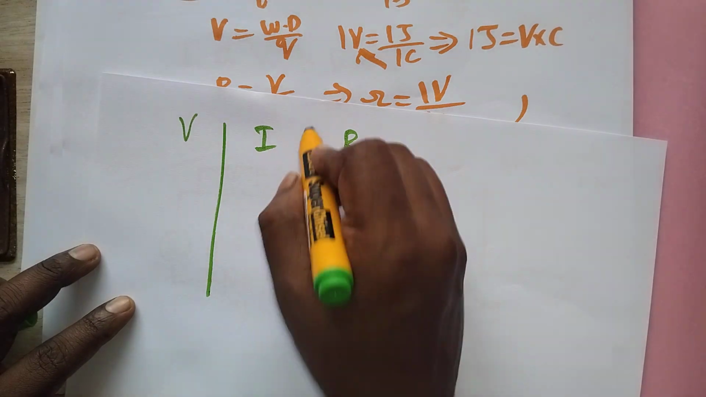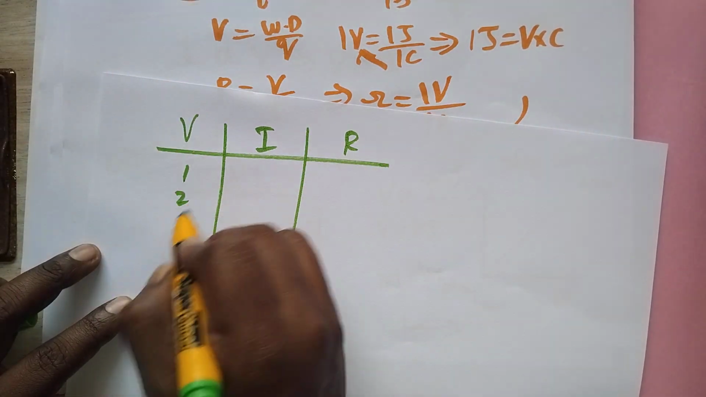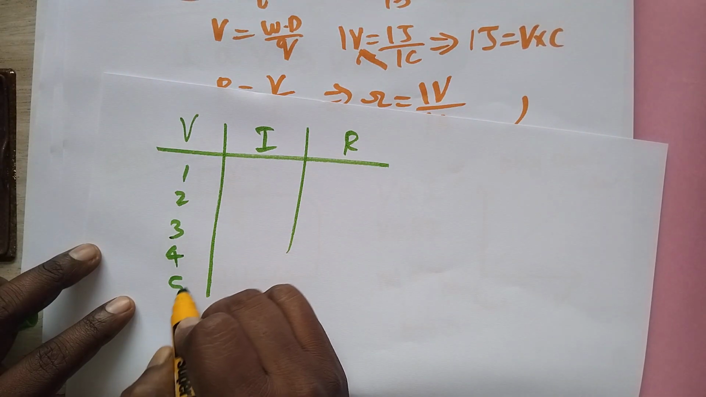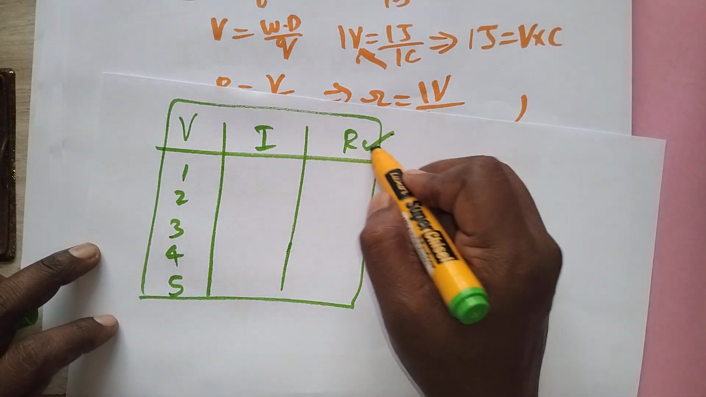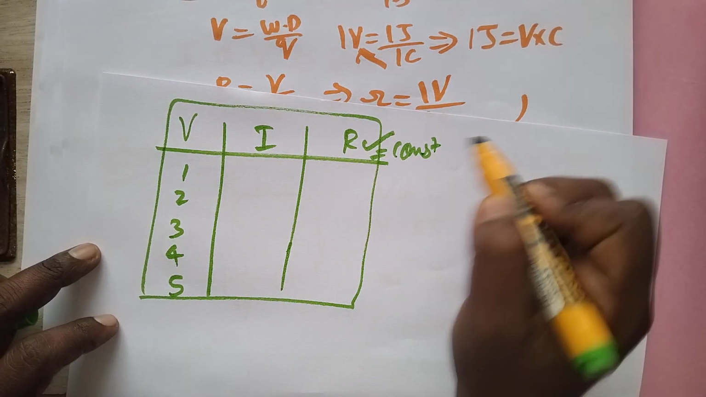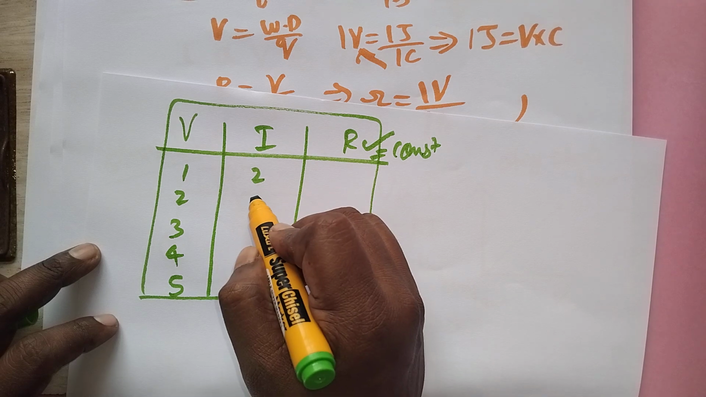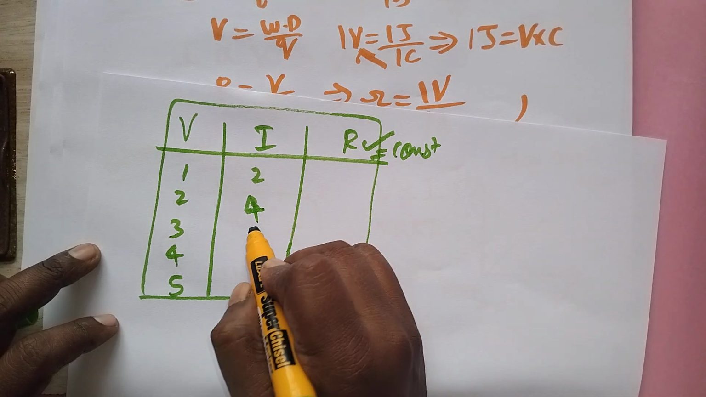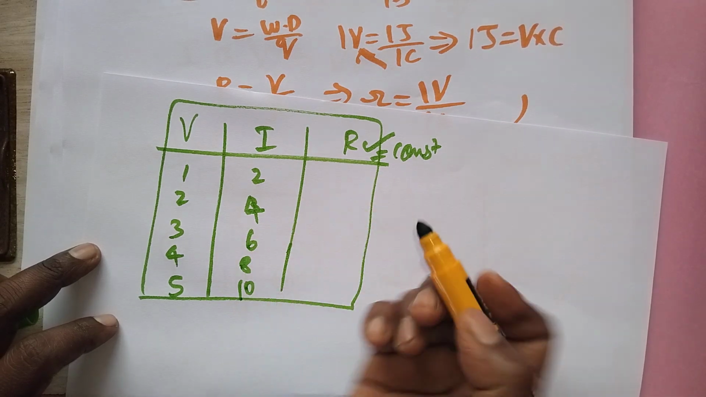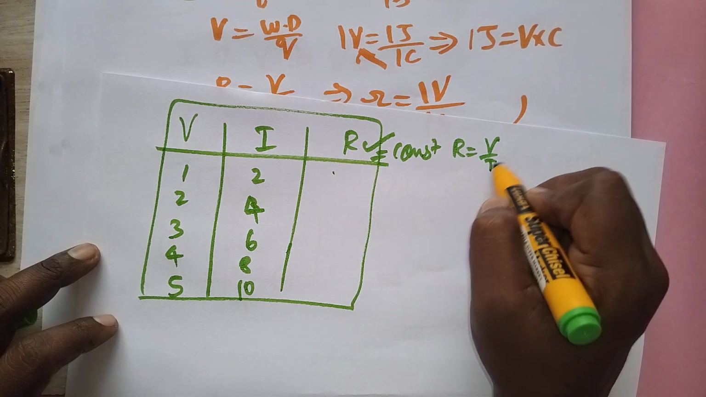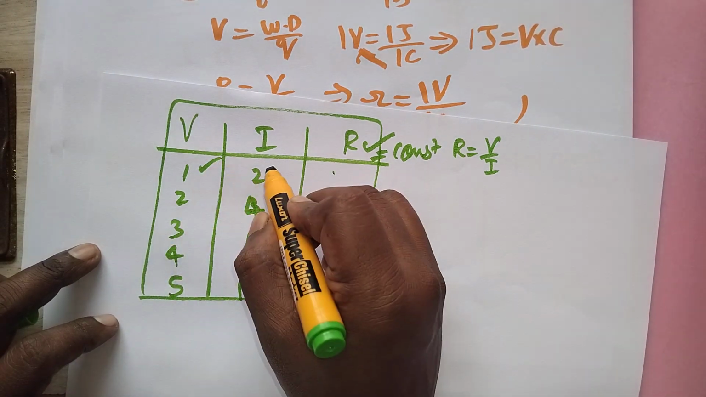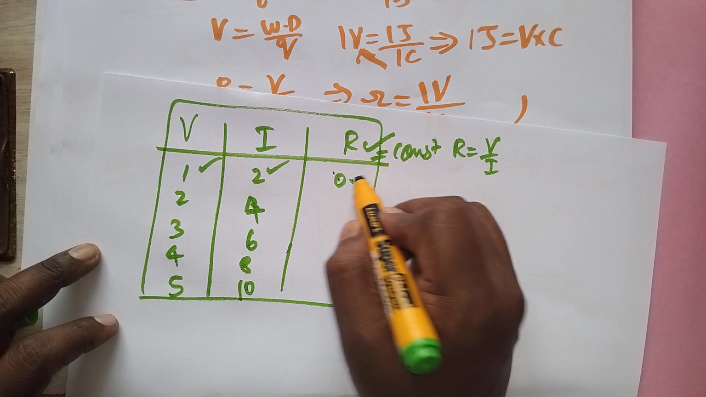I will give random values. I will take 1 volt, 2 volt, 3 volt, like that, 4, 5. Accordingly the current will also flow, but R becomes a constant. We will take the current as 2, 4, 6, 8, 10. Example only I am giving. R is equal to V by I. So V is how much? 1. I is how much? 2. 1 by 2, 0.5.